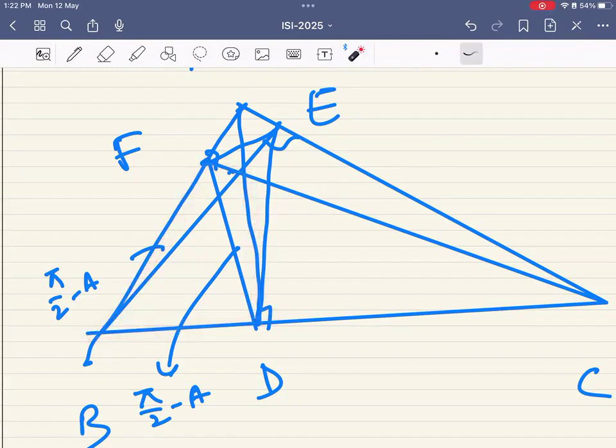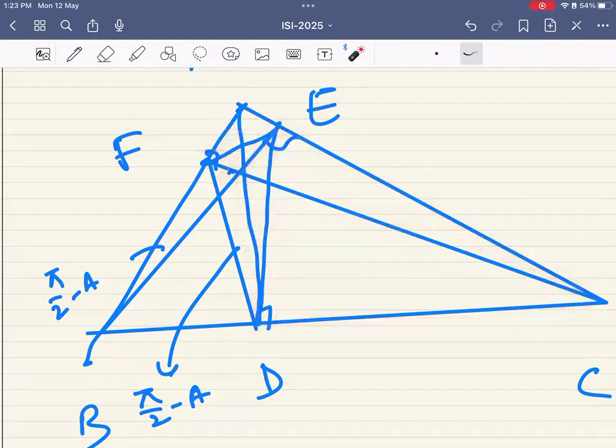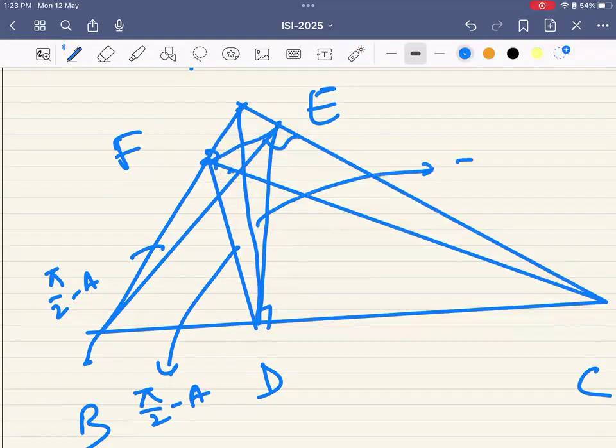Now, similarly, look at this triangle. Look at this quadrilateral. एक बार ये quadrilateral आप देखो. Right angle, right angle, cyclic, and since this is cyclic, so therefore this angle is equal to this angle. And since this angle is angle A, so this angle is a right angle minus angle A because this angle is a right angle. And this angle is right angle minus A, therefore this angle is right angle minus A. So this angle is also right angle minus A, and we are done.